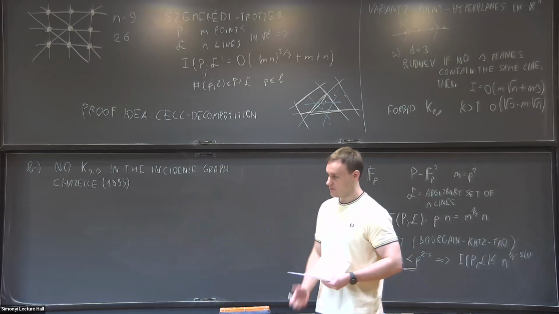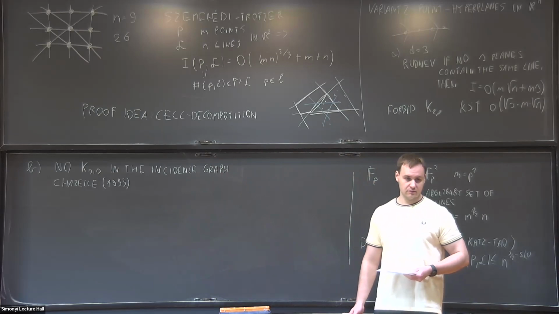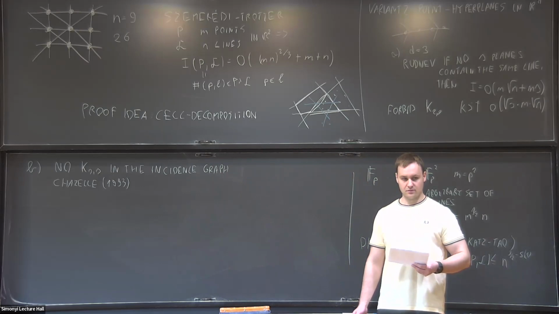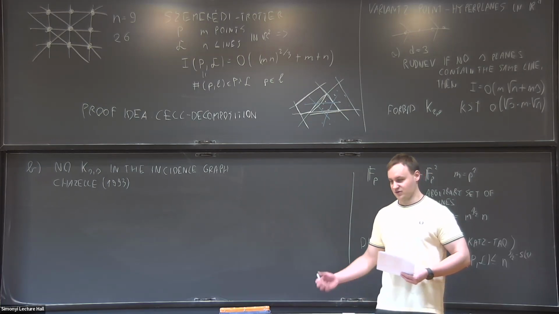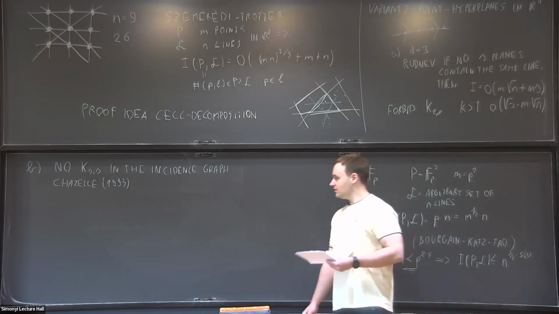Can I just understand what this is? So K_{s,s} in the incidence graph means s points and s hyperplanes, where each of these s points is part of all s hyperplanes. Yes, so this is forbidden. But with distinct hyperplanes in 3 dimensions, doesn't it mean that all these s points will be on a line, and all these hyperplanes contain the line? That's the only way this happens, right? Yes, in 3 dimensions, yeah, but in higher dimensions this can happen in multiple ways. Yes, thank you.